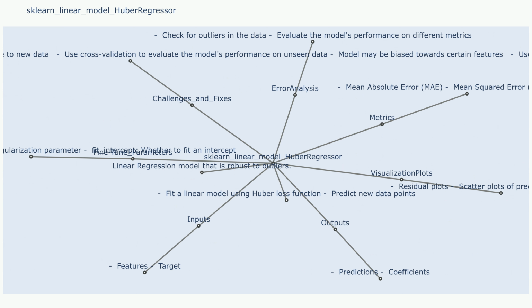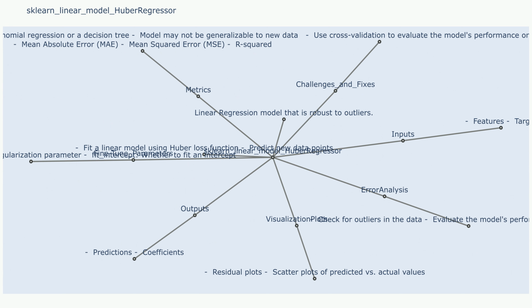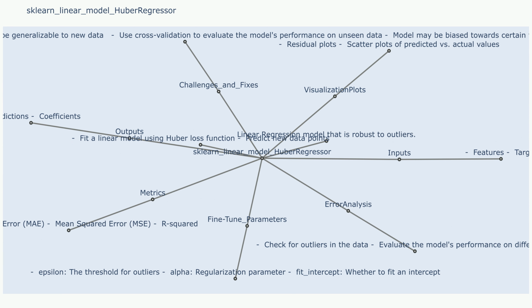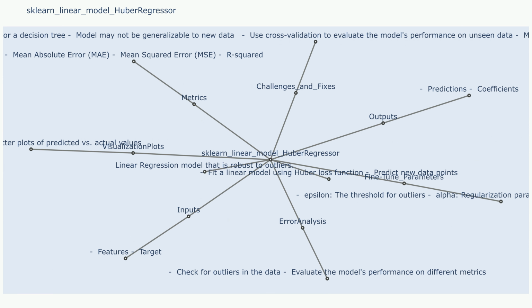Fine-tune parameters. Epsilon. This parameter controls the size of the neighborhood around 0 where the loss function is quadratic. A smaller value of epsilon makes the model more robust to outliers. Alpha. This parameter controls the amount of regularization applied to the model. A larger value of alpha penalizes the model for having more complex coefficients. Uncertainty methods. Confidence intervals. These can be calculated using bootstrapping or other resampling methods to estimate the uncertainty in the model's predictions. Challenges and fixes.